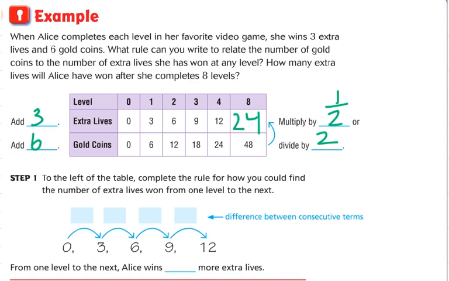So step 1, it says to the left of the table, complete the rule for how you could find the extra number of lives won from one level to the next, which we did, which was add 3. So it says from one level to the next, Alice wins 3 extra lives, so we know that means that we're adding 3 at each level. And if you think 12 minus 3 is 9, 9 minus 3 is 6, 6 minus 3 is 3, 3 minus 3 is 0.